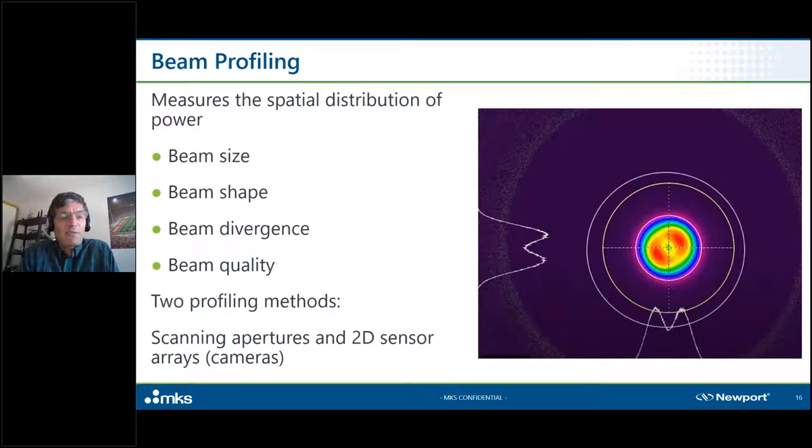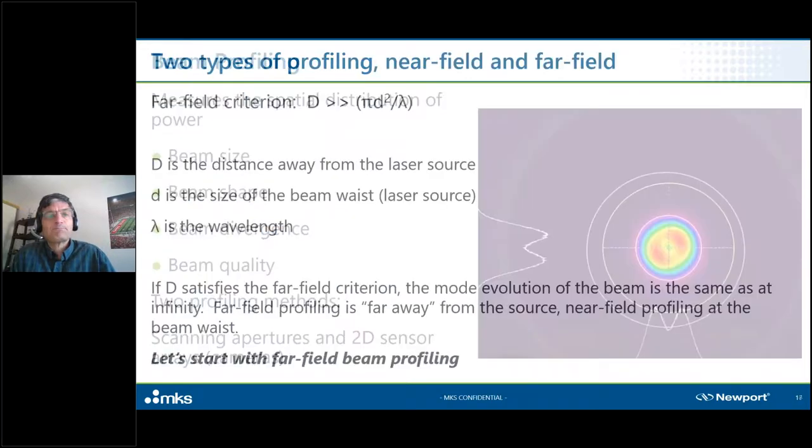a donut profile. And there's two main methods of profiling. There's scanning apertures, where you're using an aperture, moving it around somehow, and looking at the light that passes through the aperture. Or 2D sensor arrays, which are colloquially called cameras, but you're using some sort of sensor that basically takes a snapshot of the beam. And we'll see that both scanning apertures and 2D sensor arrays can both be used for divergent sources.